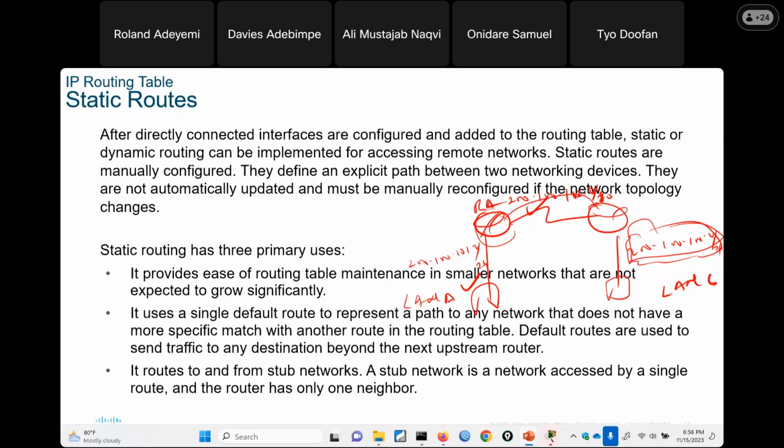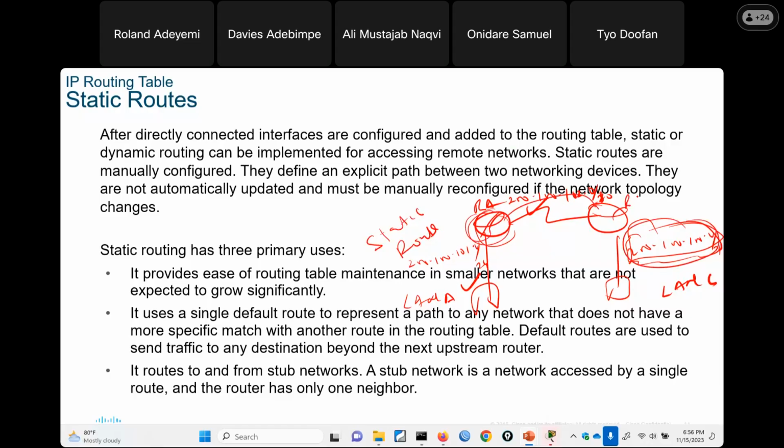That means I will go to router A and tell router A manually. What am I configuring? I'm configuring a static route. I am telling the router manually. That is a standard static route; there are others. I am telling the router manually about that network that is not directly connected.